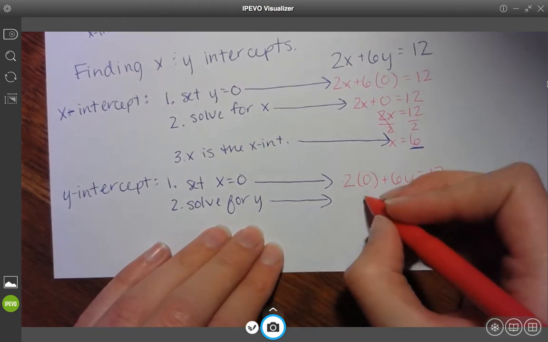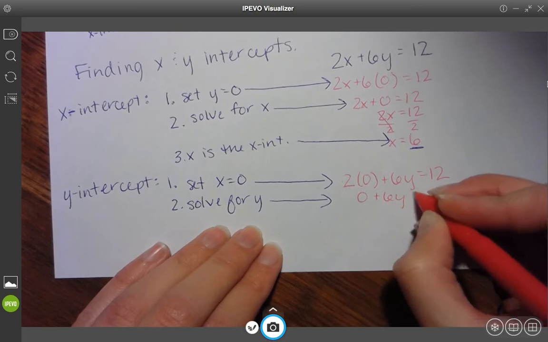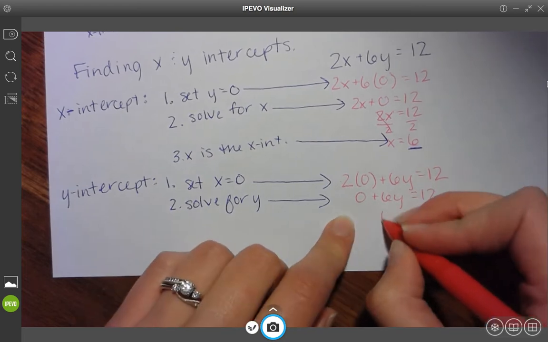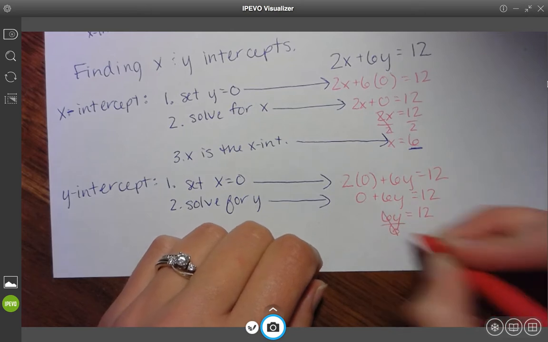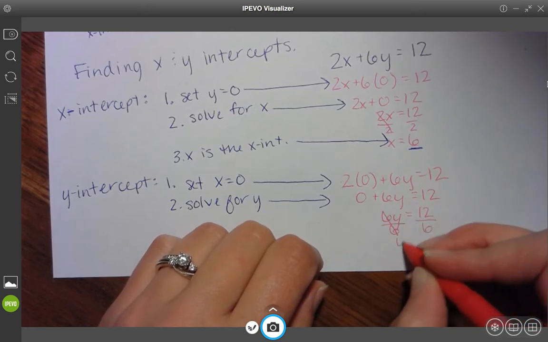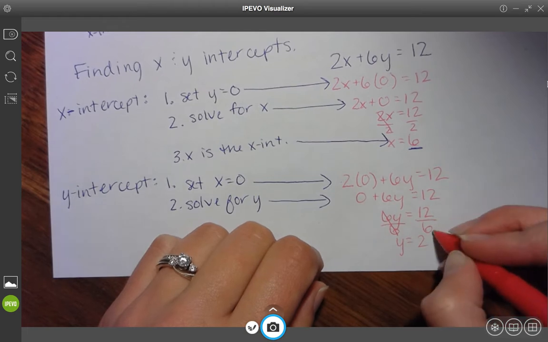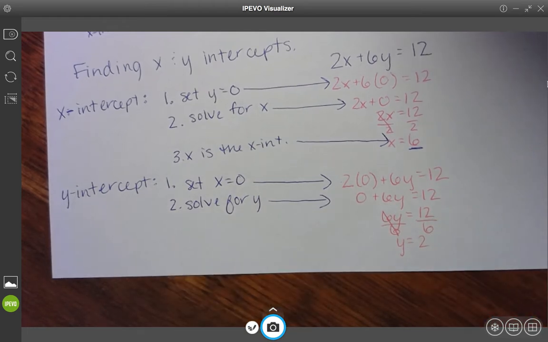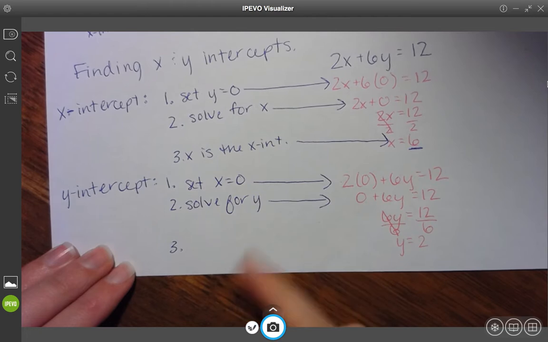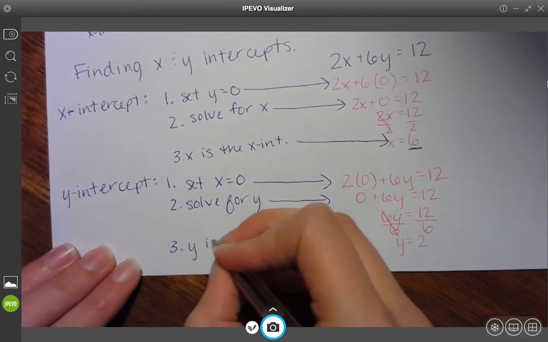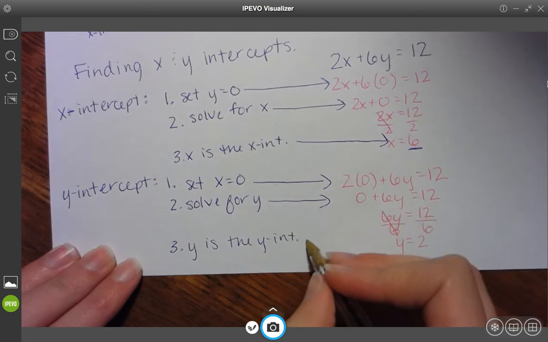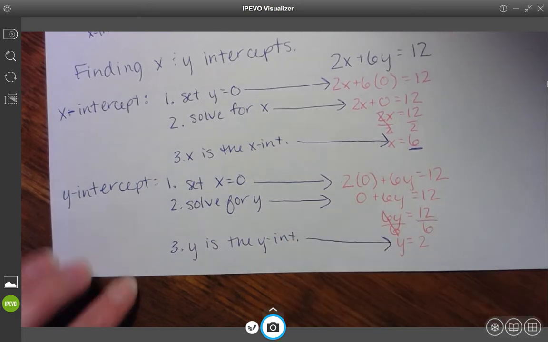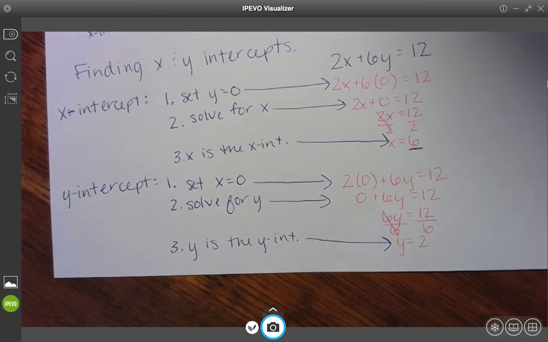2 times 0 is 0. 0 plus 6y is 6y. Divide by 6 on both sides, so it cancels out by the y. And I get y equals 12 divided by 6 is 2. Alright, so then my last step here, after I solve for y, is just saying that y is the y-intercept. And that's all we have to do there.